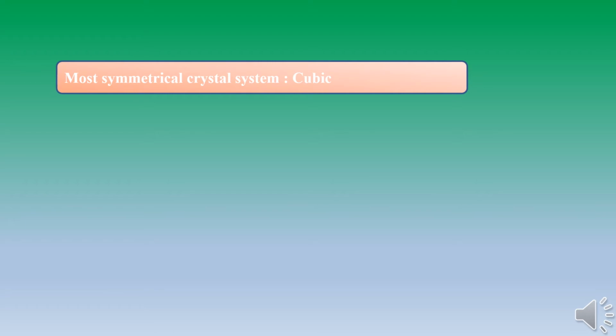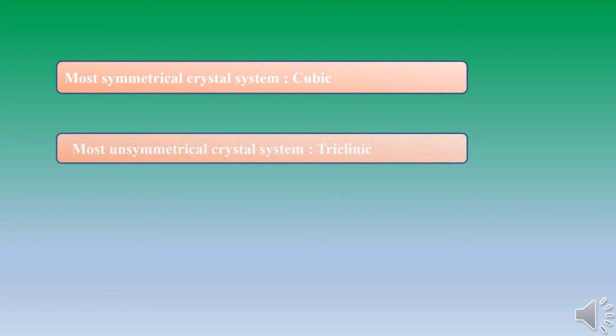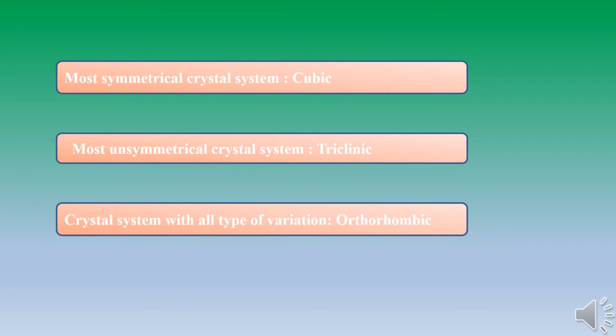By observing all the type of crystal system, most symmetrical crystal system is cubic because it has all the sides equal and all the angles are also equal. Second one, most unsymmetrical crystal system is triclinic because all the angles are not equal and not equals to 90 degree and all the sides are also not equal. Last one, the crystal system with all type of variation is orthorhombic. Orthorhombic is having all kinds of variation like primitive and face centered, body centered and end face centered.